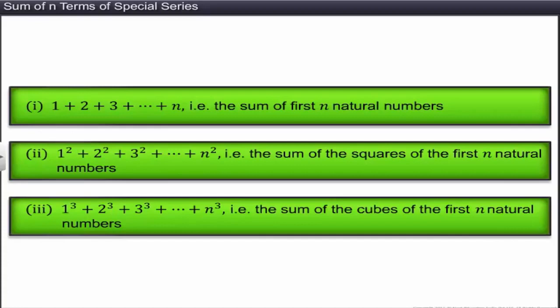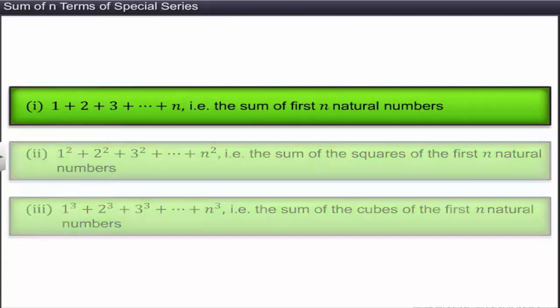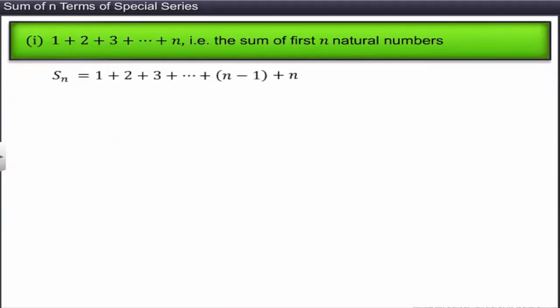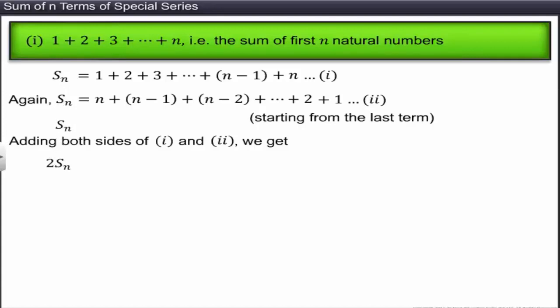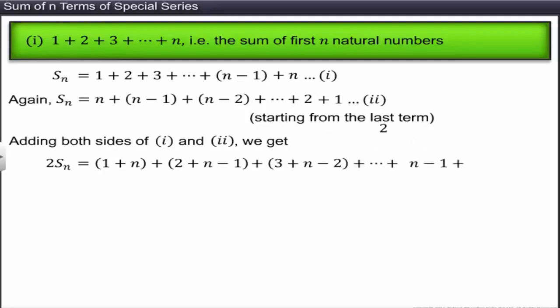Let's first find the sum of the first n natural numbers. Denote the sum of the first n natural numbers by Sn. Let this be equation 1. On rearranging the terms in the sum beginning from the last term, we get the same series again. Denote this by equation 2. Adding both the sides of equation 1 and equation 2, we get 2 times Sn is equal to 1 plus n, plus 2 plus n minus 1, plus 3 plus n minus 2, and so on up to n minus 1 plus 2, plus n plus 1.